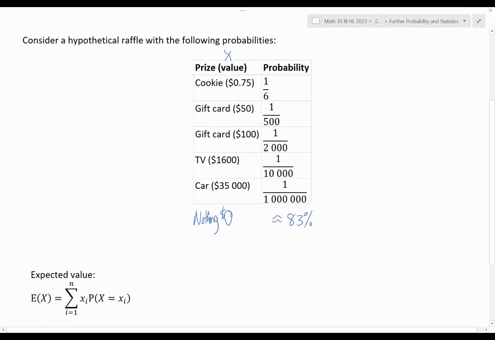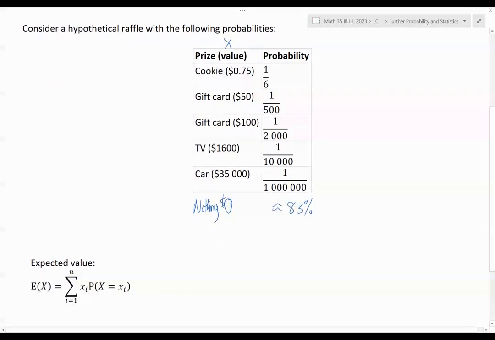Now we can consider something called the expected value. So that's essentially an average. What's the average value of all the plays of this particular raffle, of all the entries? If you were to have multiple entries, for example, what would be the sort of average value of prize you would be expected to get? And the formula here is essentially saying I take the actual value multiplied by the probability of that value, and I sum all those up.